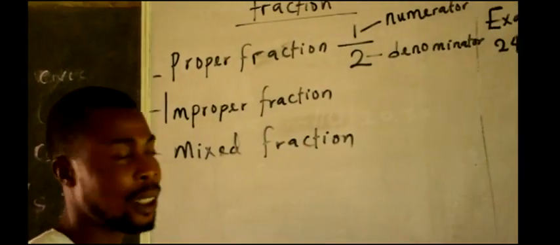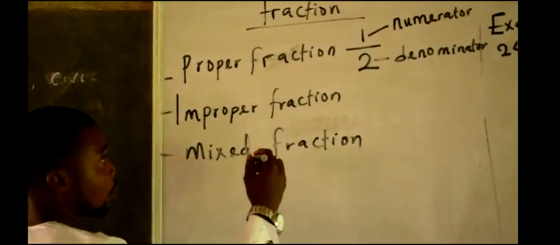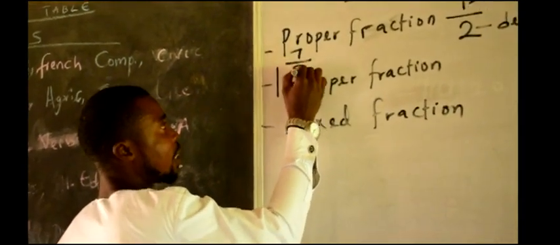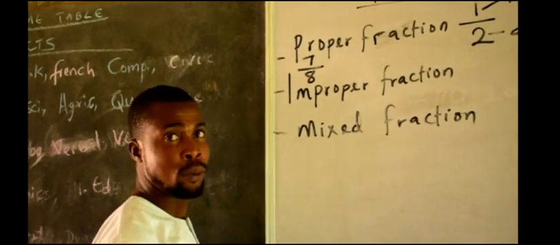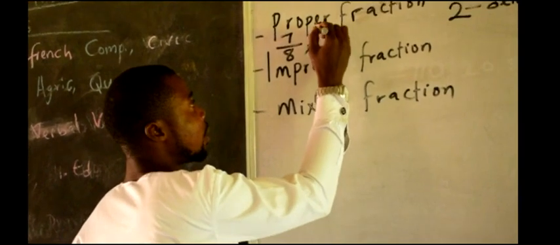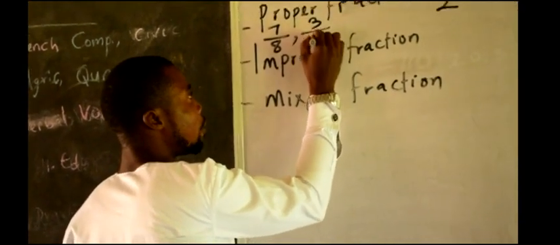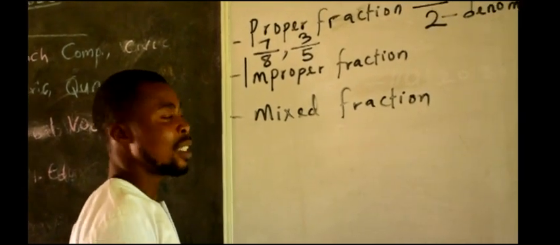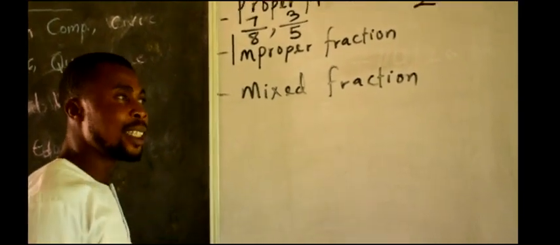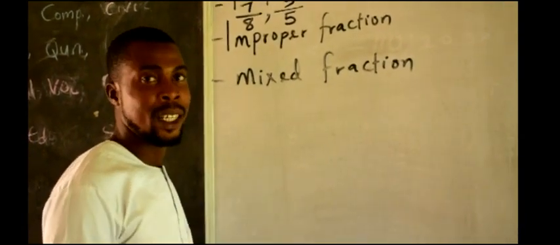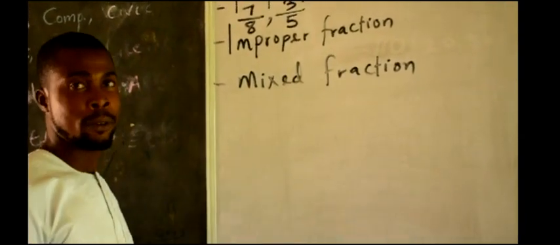Let me give you more examples of proper fraction. 7 over 8 is an example of a proper fraction. 3 over 5 is an example of a proper fraction. When the up number is small and the down number is big, it is a proper fraction.